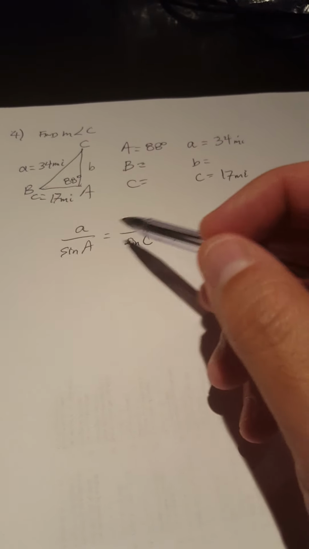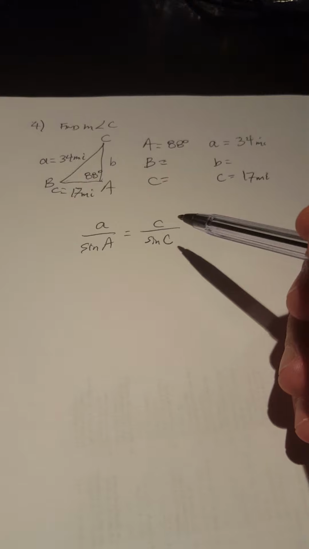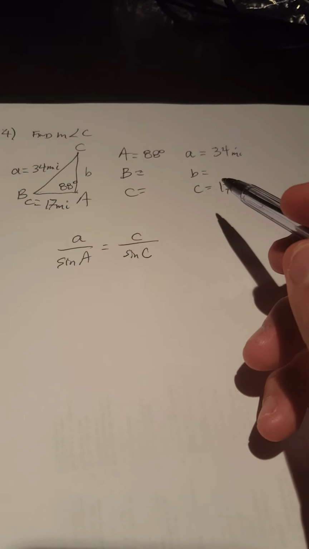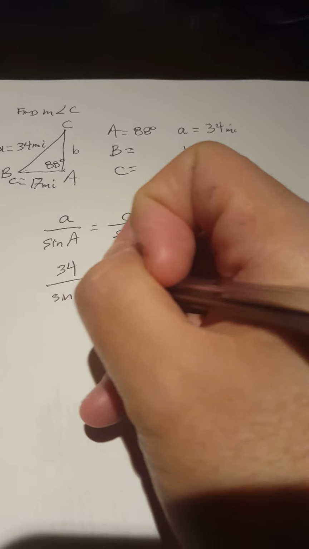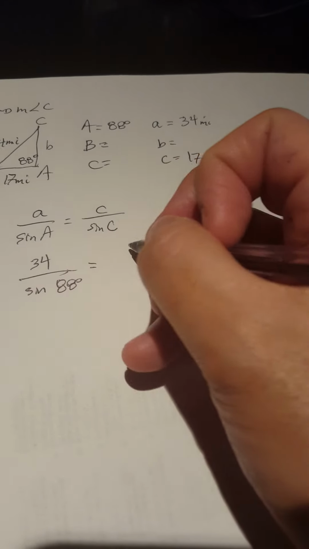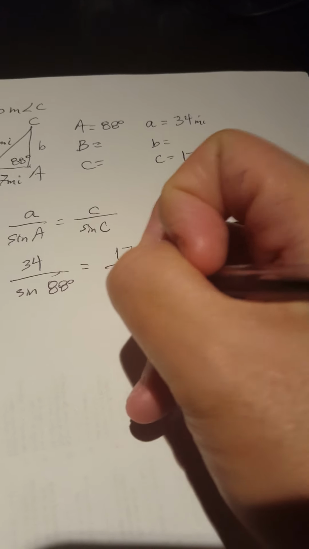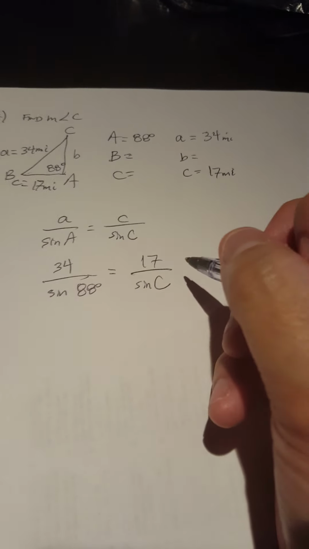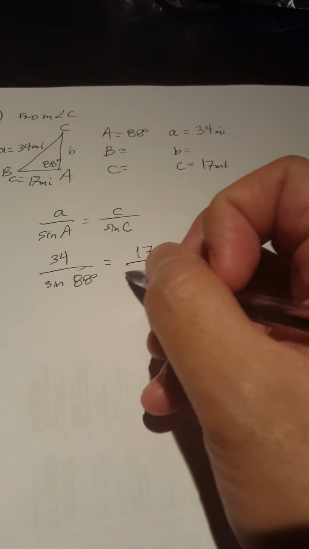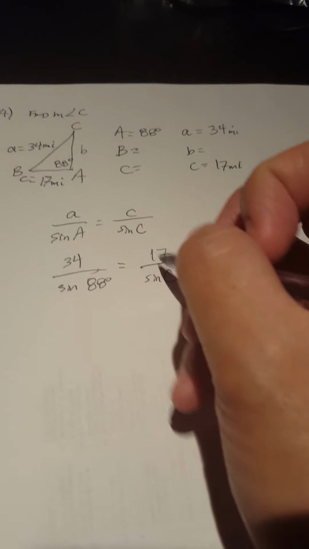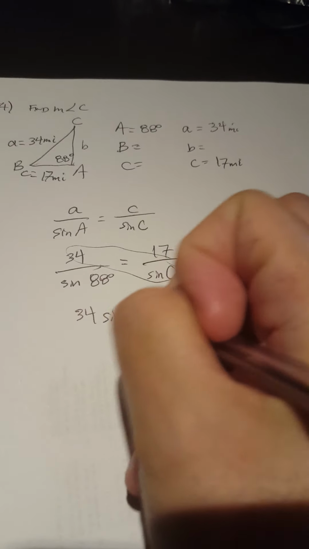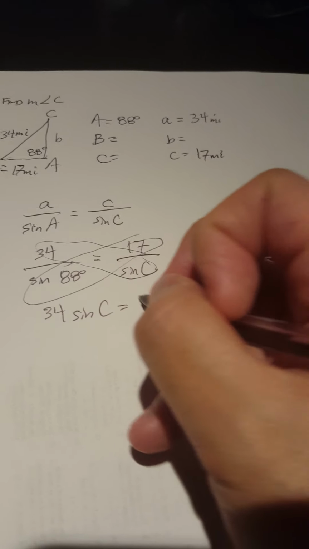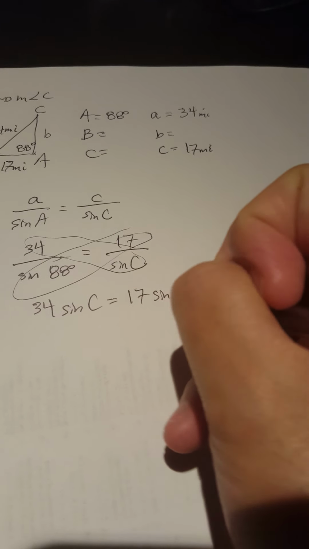So let's input this. I'm just taking the A and the C portion of the law of sines. So let's put in what we have. So this is going to be 34 over the sine of 88 degrees. This is going to be equal to 17 divided by the sine of big C. Just like before, I need C, so I need to get sine C by itself. So let's cross multiply. So I'm going to say 34 sine big C equals 17 sine 88.